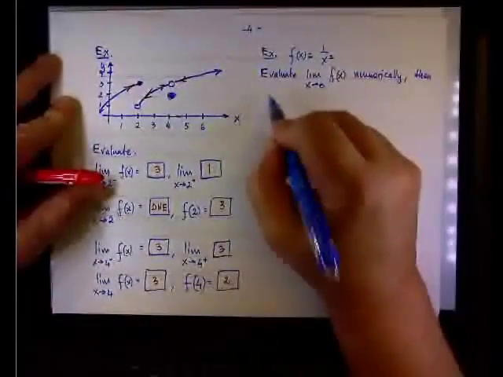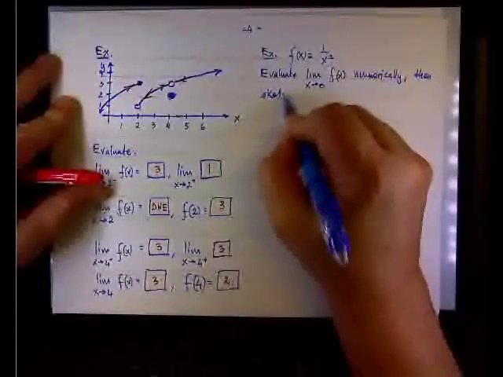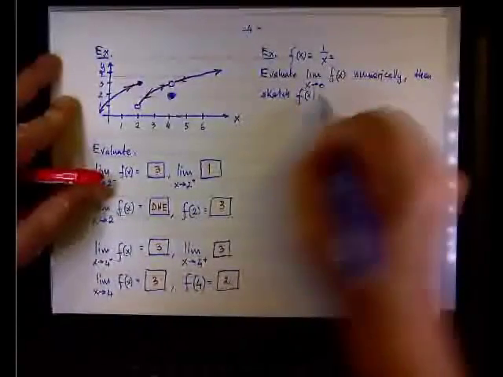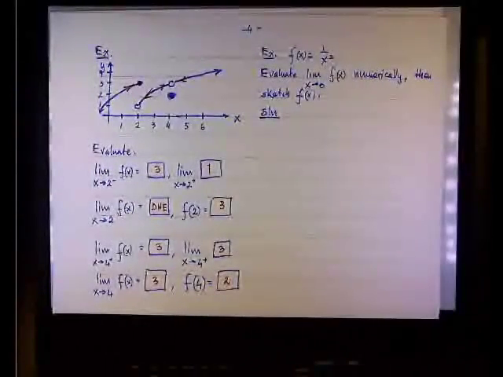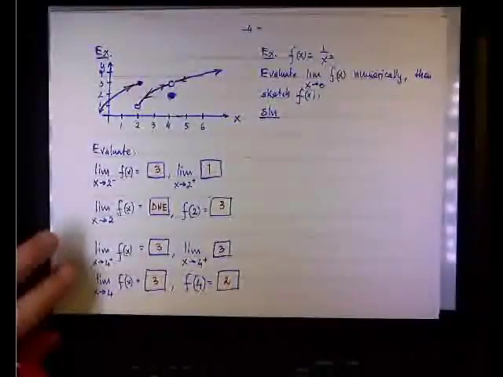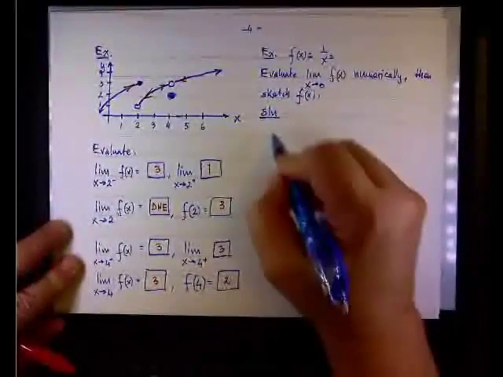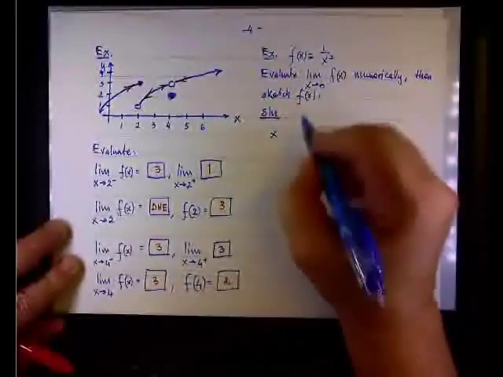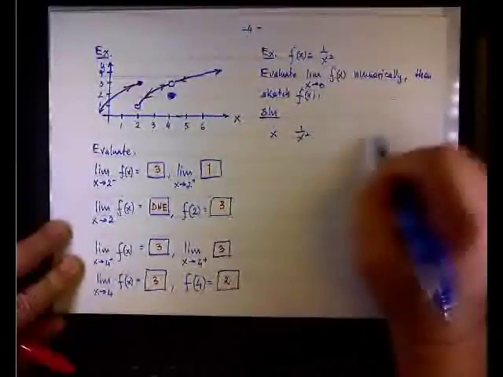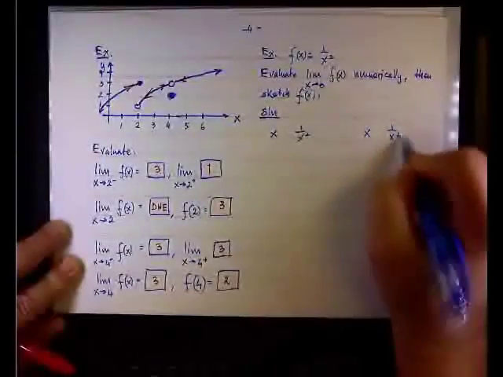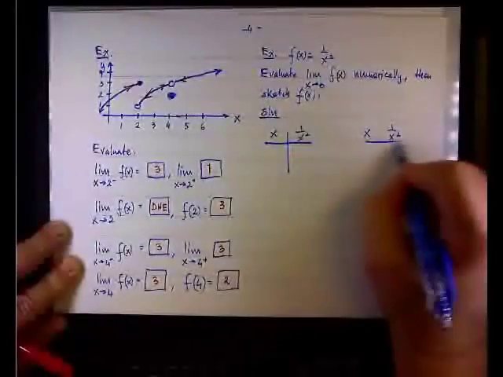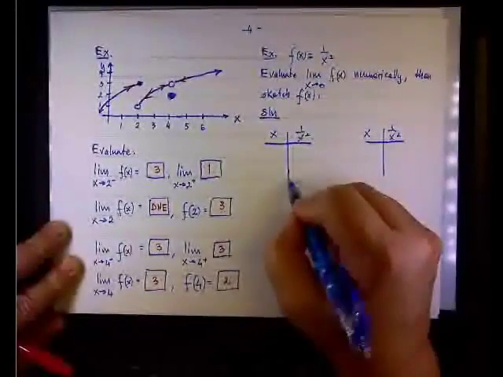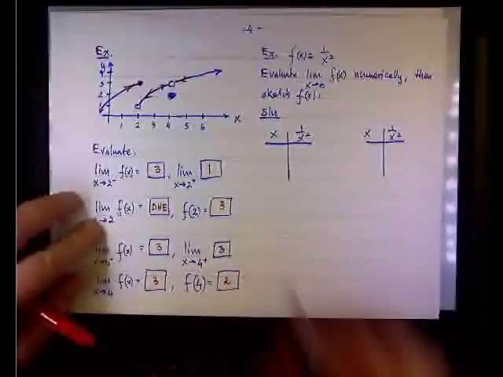Then sketch f of x. To evaluate numerically, we want to evaluate it for positive values and negative values. So we'll make a little table, x and 1 over x squared, and x and 1 over x squared, okay, like so. And let's start with negative values.